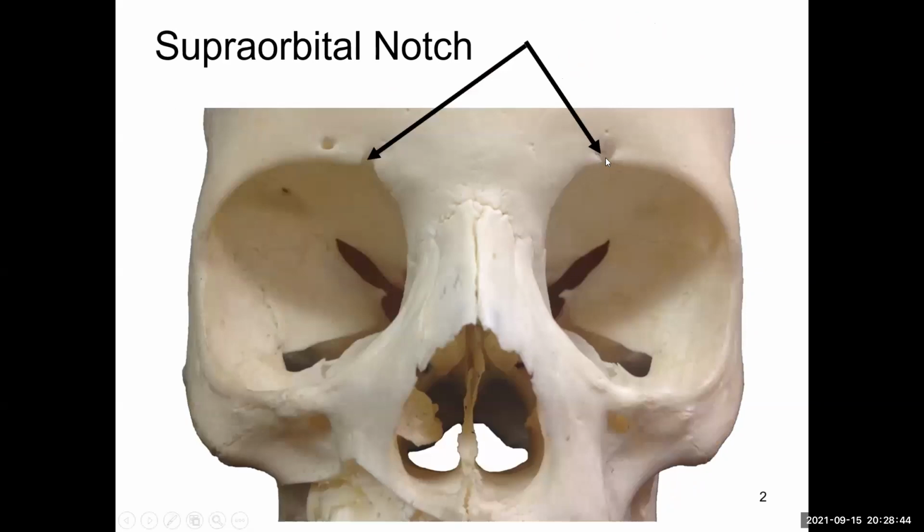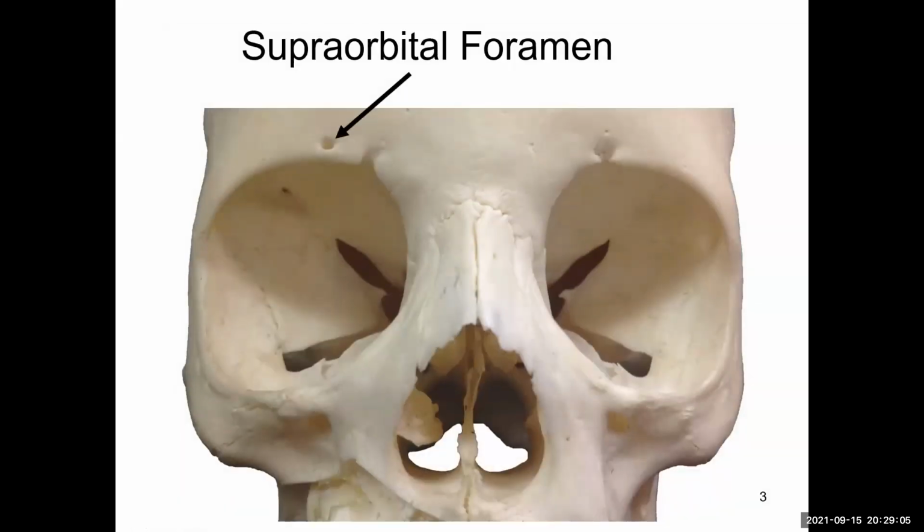So here you can see it. Here's a supraorbital notch. Here's another supraorbital notch. Now you'll notice over here, we have a little circular hole in the bone. That's not a notch. That's called something completely different. These are notches because it looks like there's just a little bit of a chip out of the bone. That hole is called the supraorbital foramen.